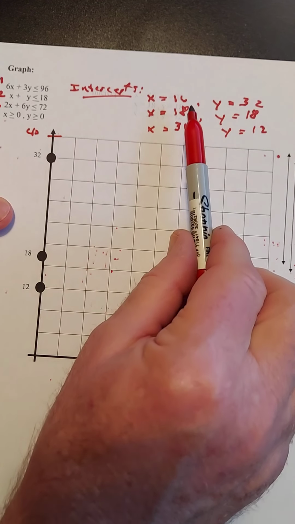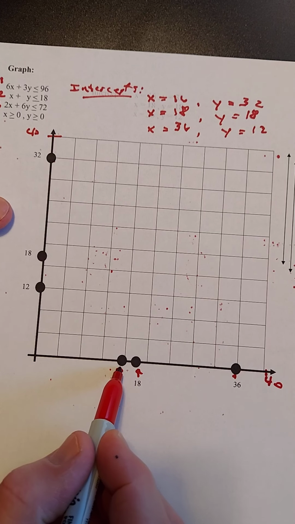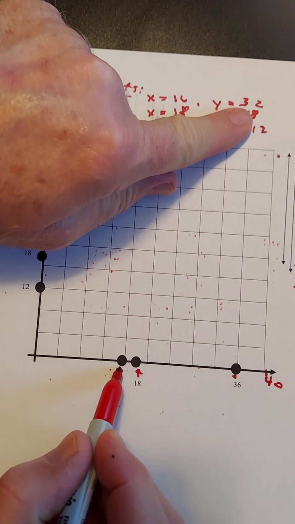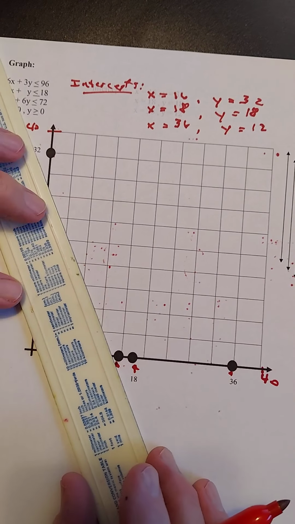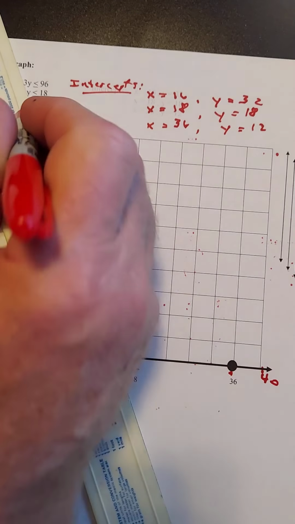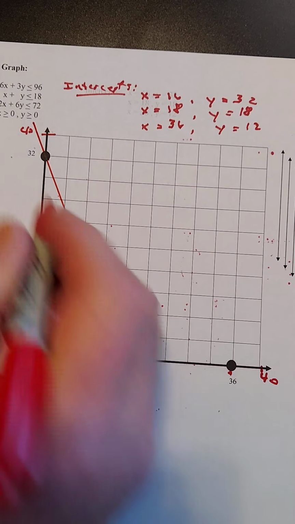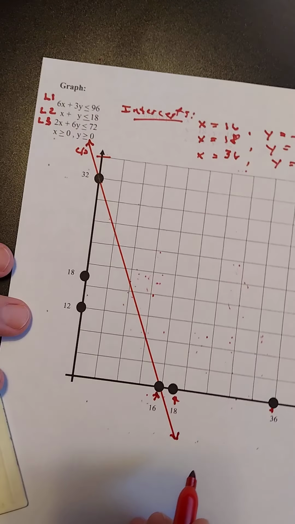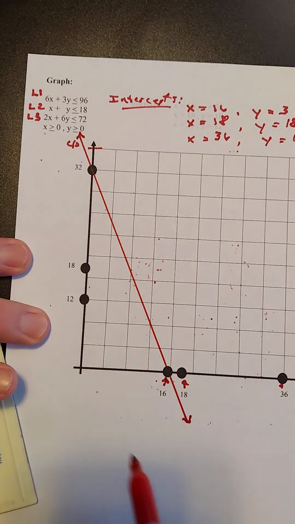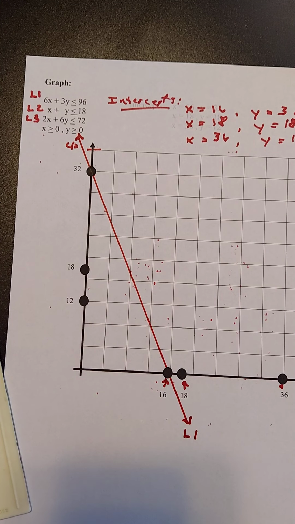Okay, so let's go back up to the first line here. My x-intercept is 16, so that's here. My y-intercept's 32, so that's up here. So my first line goes like this. And remember up here how I labeled that L1? Now I come down here and say that's L1.